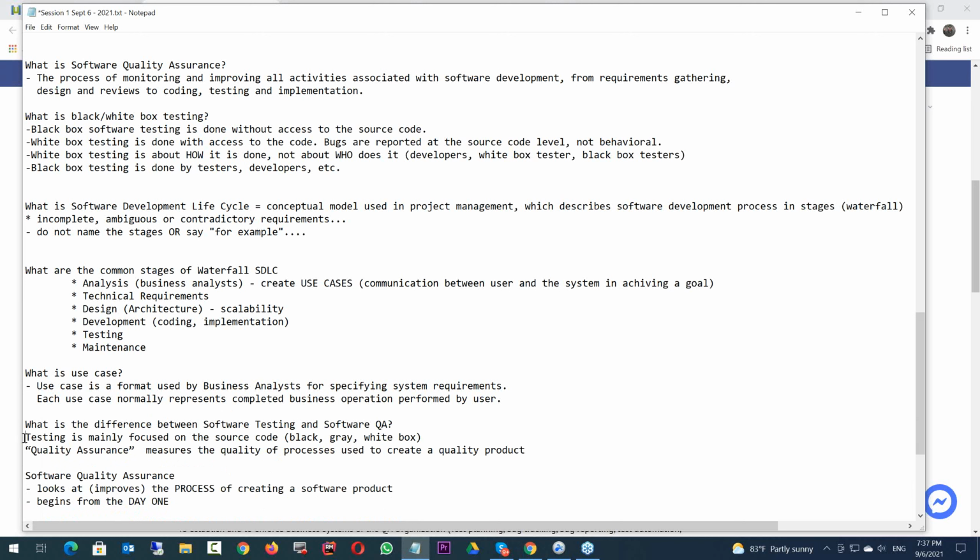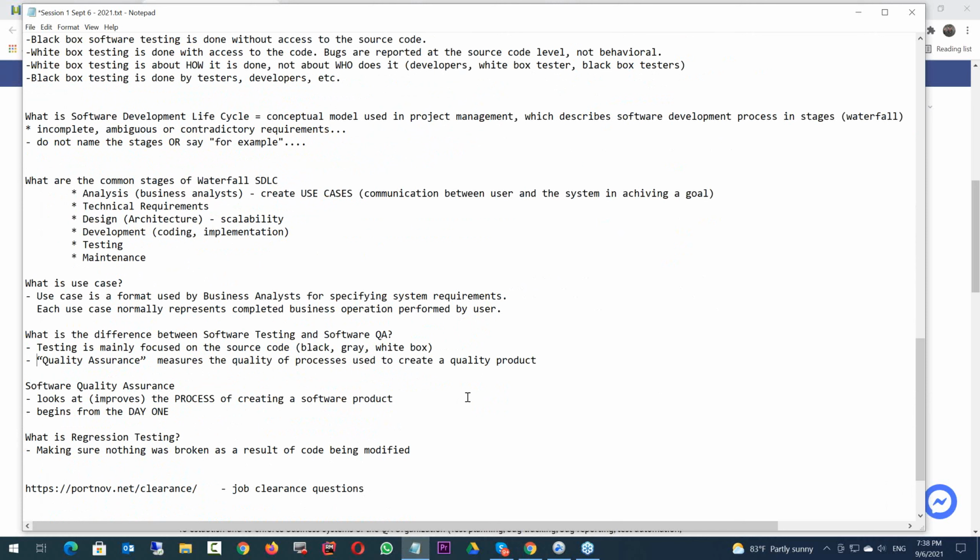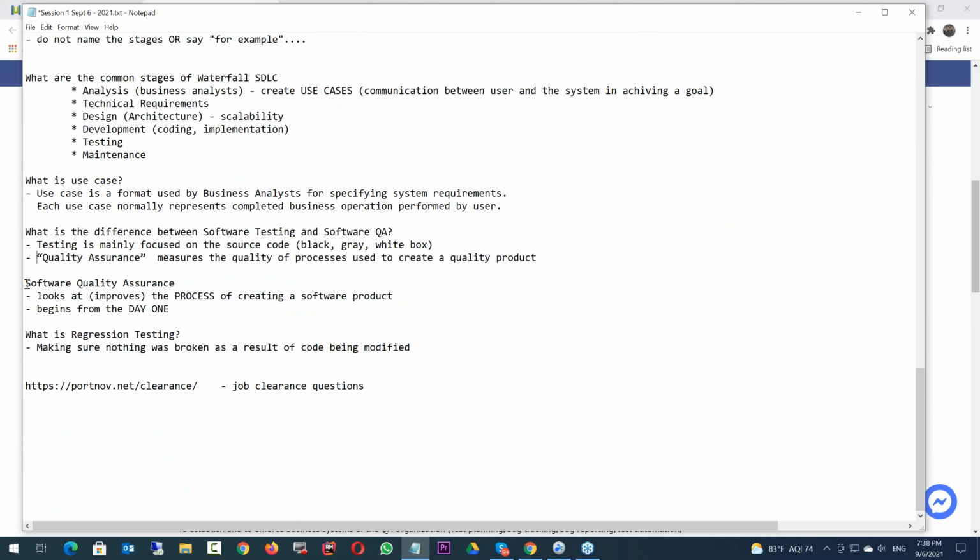And then testing. So testing is about dealing with the code. But that code came to life because of multiple processes involved. Many processes. How they do this and how they do that. How they analyze results. How they report bugs. How they use different levels of expertise. Many different things. So quality assurance is about the process. And testing is about the source code built in that process. And actually we have some here. So software quality assurance looks at and improves the process of creating a software product, and it begins from day one, and testing just begins with the code.